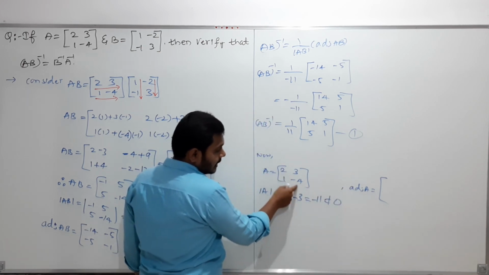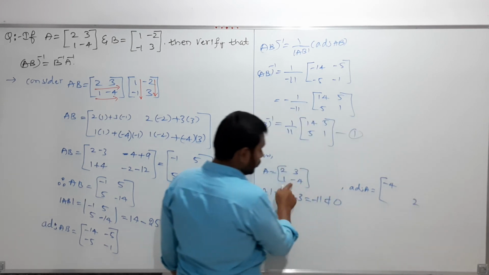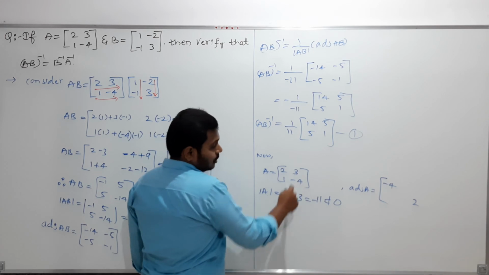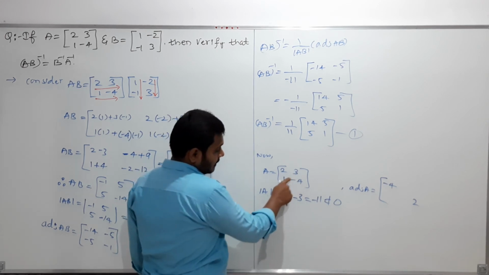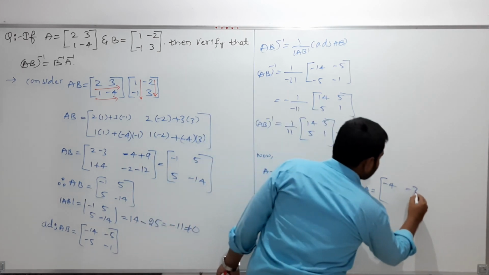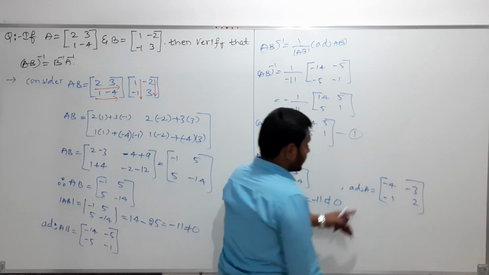I should interchange the diagonal elements. So first here I wrote minus 4 and here I wrote 2. Interchange the diagonal elements and change the sign of the non-diagonal elements. Clear? This element and this element's sign we should change. Here 3 becomes minus 3, 1 becomes minus 1. So this is adjoint of A.